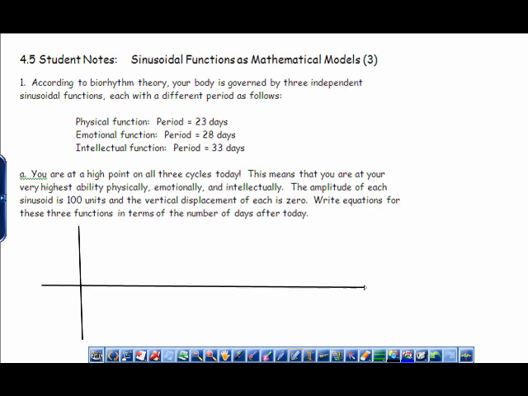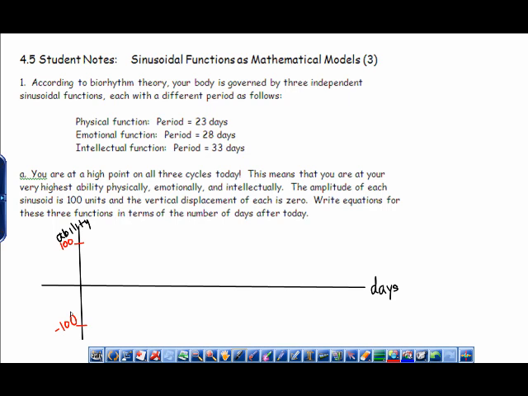Okay, so this has to do with the days, the x-axis, the independent variable. Let me go back to regular pen here. Days. So that's our x, the number of days. And then the y-axis is going to be our ability. Okay. So highest is 100. They told us that. And since our vertical displacement is 0, the lowest I'm going to go to is negative 100.